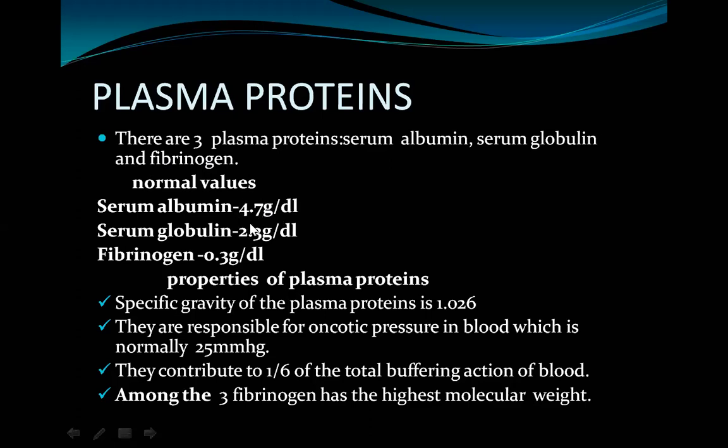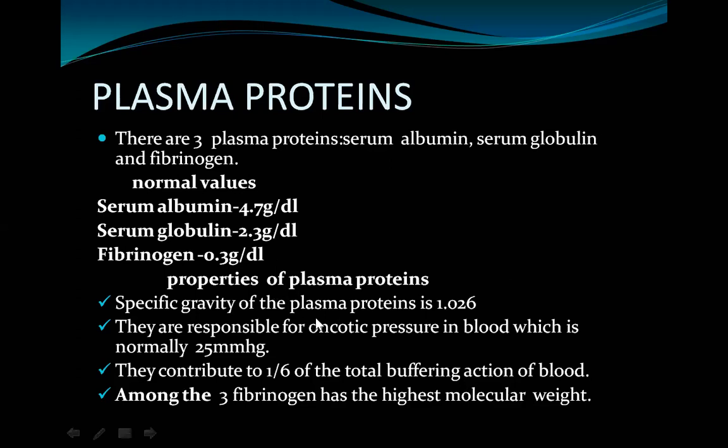So the normal values of these plasma proteins: for albumin, the normal value is 4.7 grams per deciliter. Serum globulin is 2.3 grams per deciliter. Fibrinogen is 0.3 grams per deciliter. So what are the major properties of these plasma proteins? The specific gravity is around 1.026.